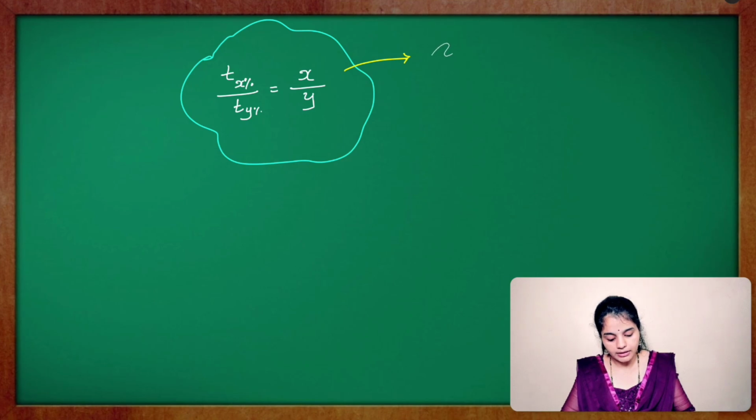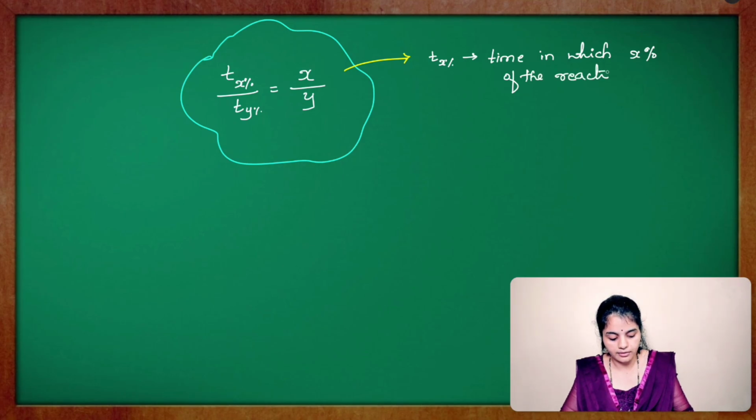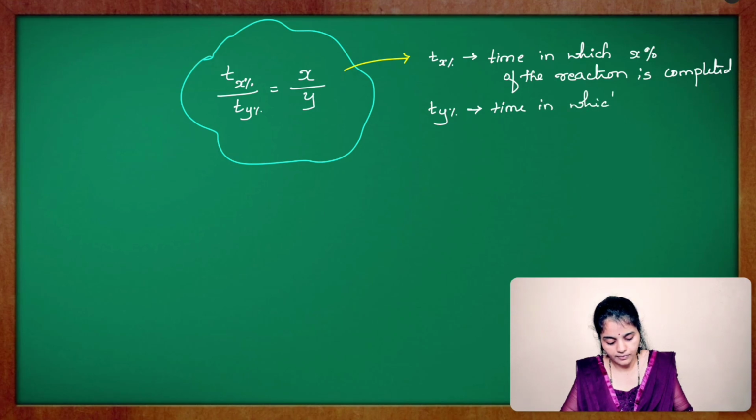The formula is T x percent divided by T y percent is equal to x divided by y. Here T x percent is the time in which X% of the reaction is completed. Similarly, T y percent is the time in which Y% of the reaction is completed.